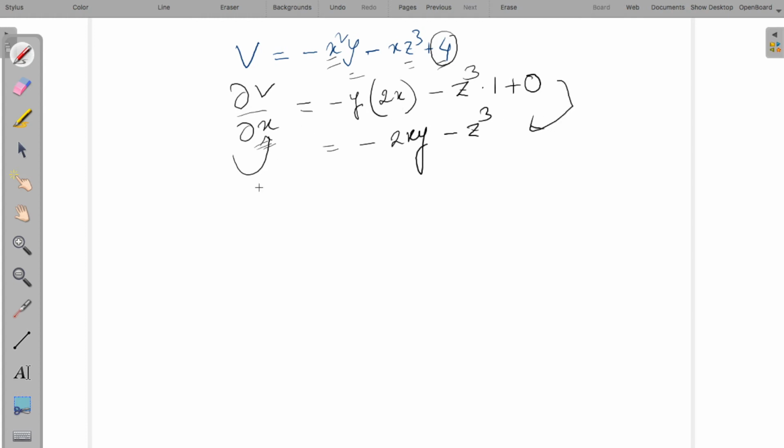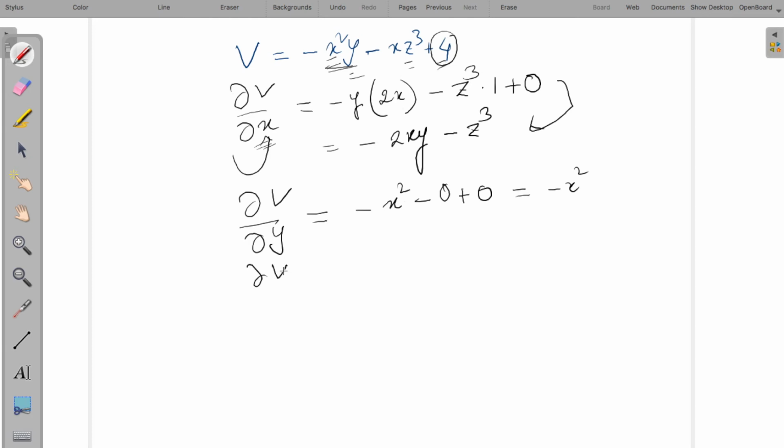So the next term that we are going to calculate is del V over del y. Here you see that z and x will remain constant, and from the first term we get minus x squared. In the second term there is no y component, so it becomes 0. The last one is also 0, so it simply becomes minus x squared.